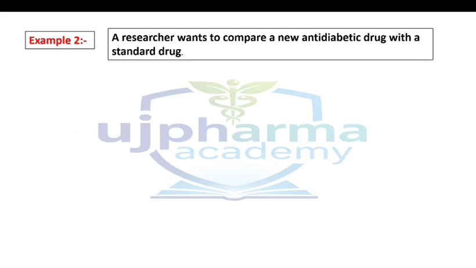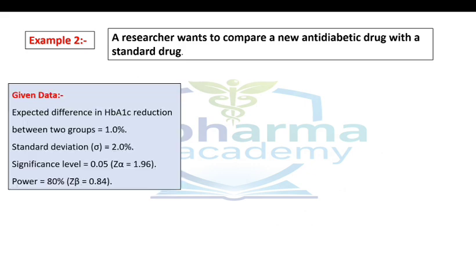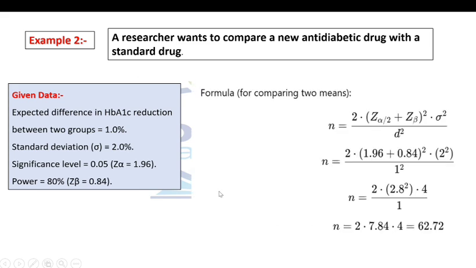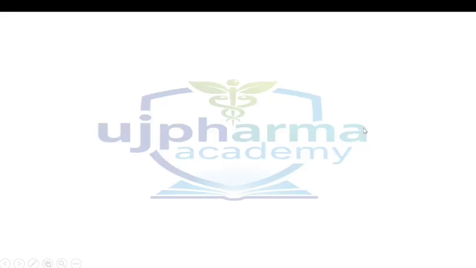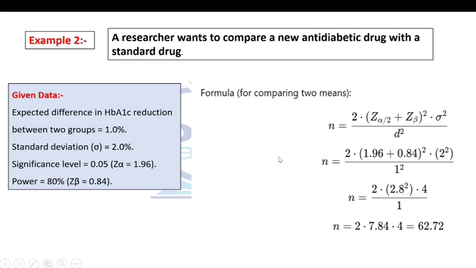Example 2: a researcher wants to compare a new anti-diabetic drug with a standard drug. The given data is the expected difference in HbA1c reduction between the two groups, which is 1%, the standard deviation, significance level, and power. So this is the formula for comparing two means, and we have to put the values into this formula and calculate the sample size.